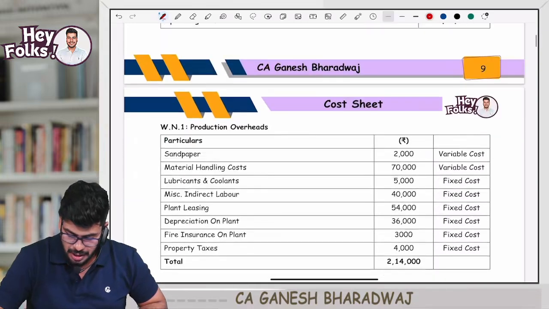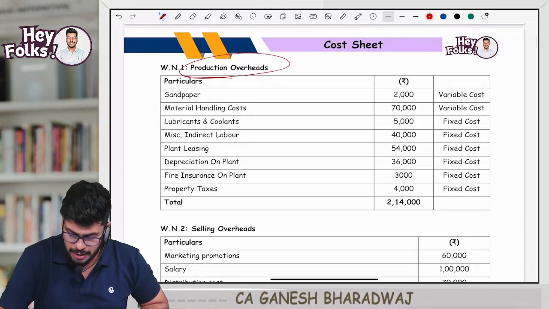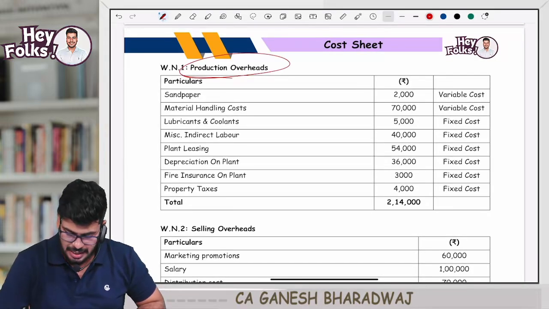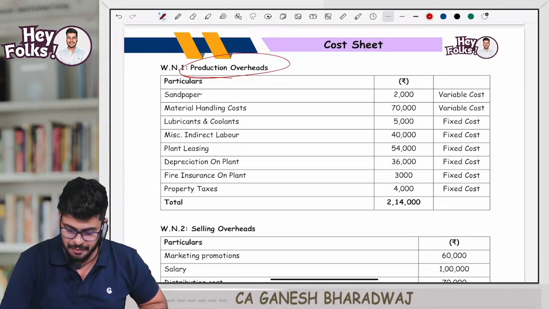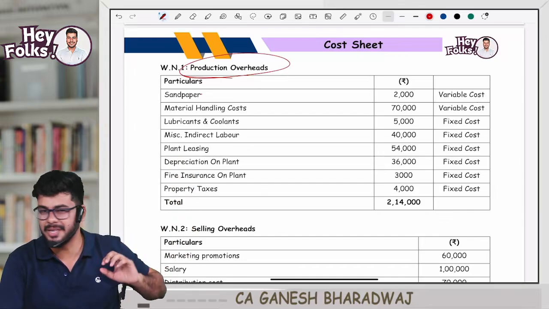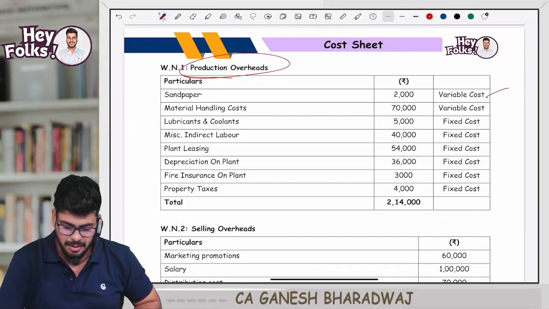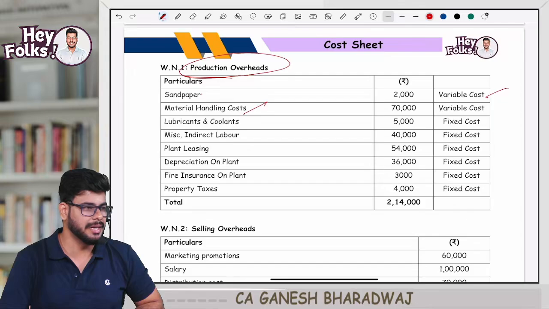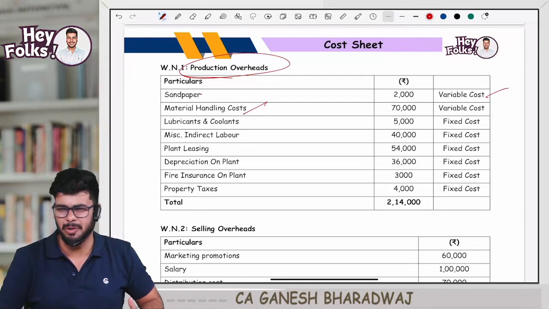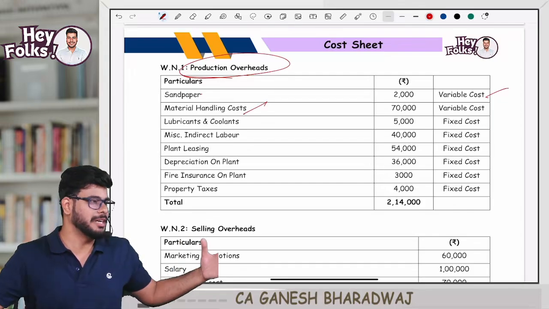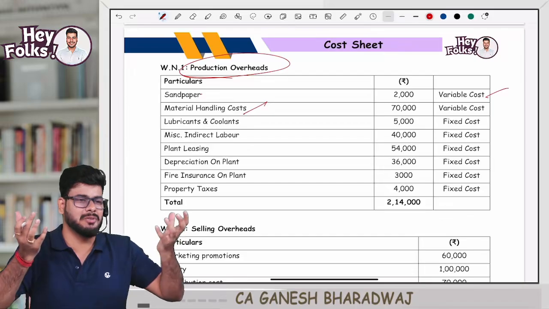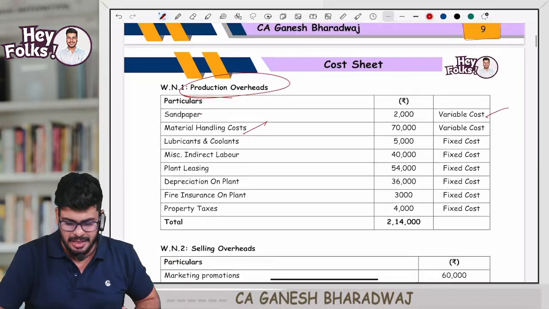production overheads. Now, they have given a working note here. Whatever we discussed under production overheads, they have just put it here. Sandpaper, so they have put the figures. The variable and fixed we didn't discuss. Sandpaper is a variable cost. Material handling. Ideally speaking, these are all semi-variable, guys. But if you have more material, more production, obviously the handling cost will also increase with volume.